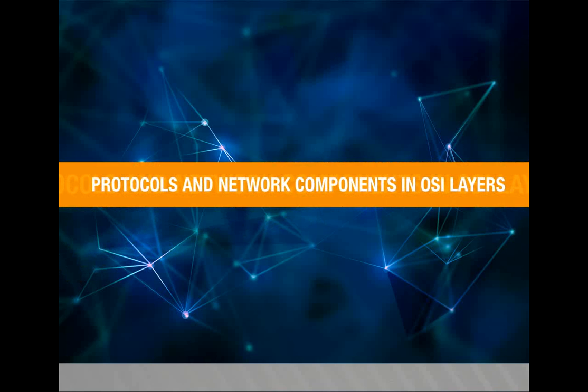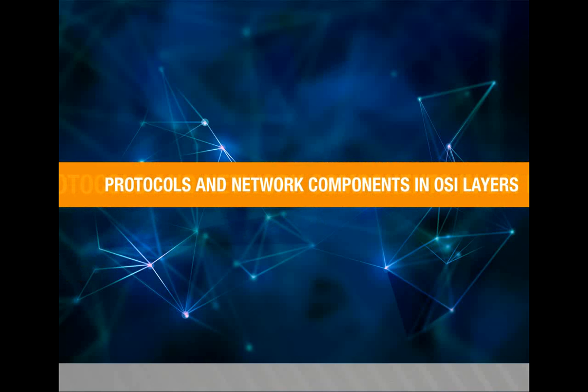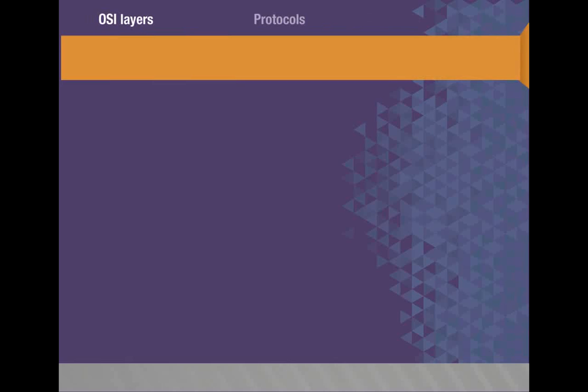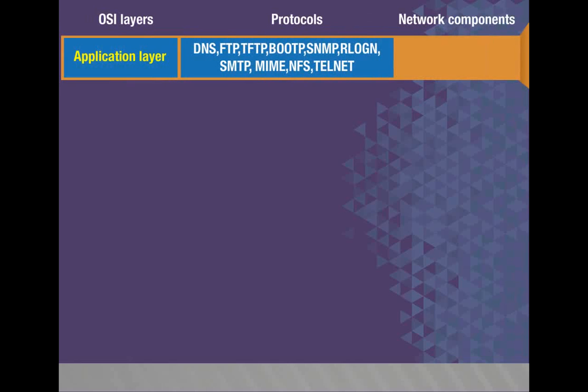Protocols and network components in OSI layers. In this video, we are going to learn about protocols and network components in OSI layers. Application layer: DNS, FTP, TFTP, BOOTP, SNMP, RLOGIN, SMTP, MIME, NFS, Telnet. Gateway.